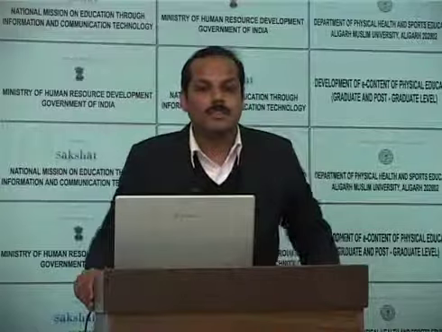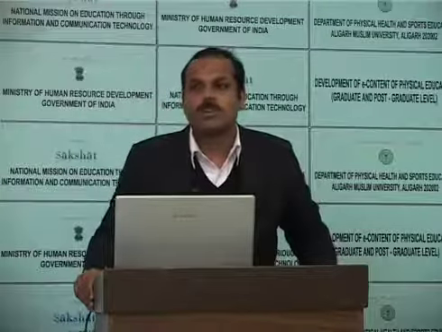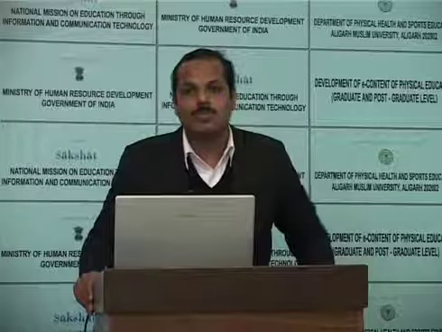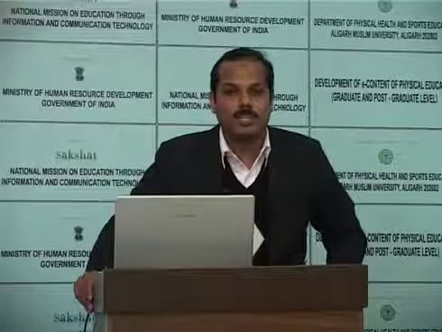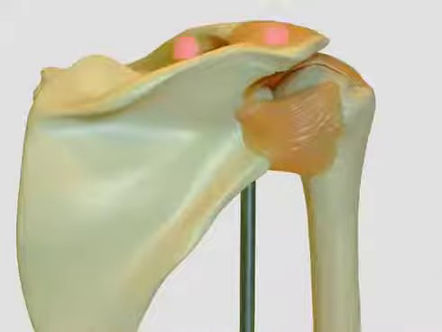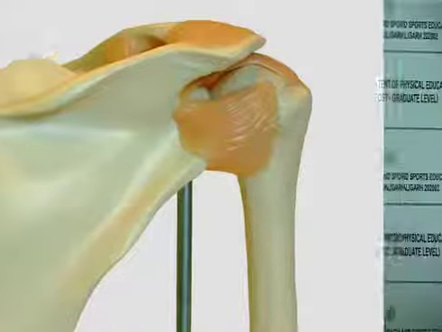Then the joint capsule and ligaments. It has a weak joint capsule, so the joint is supported by ligaments, because these are the two structures which give stability to the joint: the joint capsule and ligaments. Here the joint capsule is weak, but the ligaments are strong. The ligaments are the superior and inferior acromioclavicular ligaments and the coracoclavicular ligament. The coracoclavicular ligament has a lateral and a medial portion. The lateral portion is called the trapezoid ligament and the medial portion is called the conoid ligament.